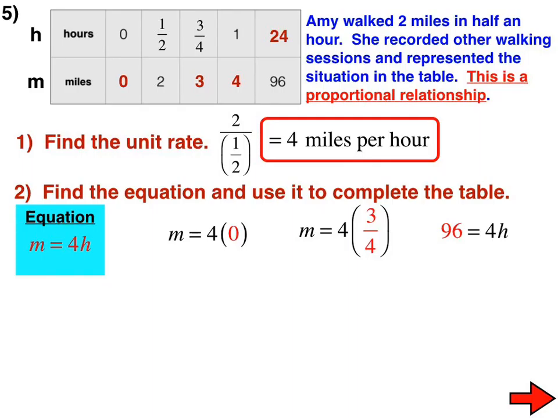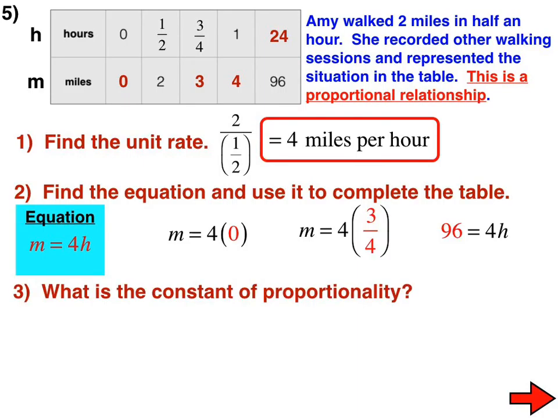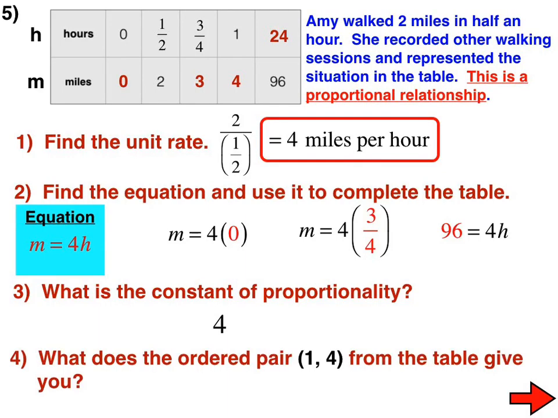Okay, I saw most of you filled out your table correctly. Those of you who didn't, you divided it upside down. Remember, it's miles per hour that you want, so it's 2 divided by 1/2. K equals 4, and the ordered pair 1, 4 in your table, which would be this right here, 1, 4.